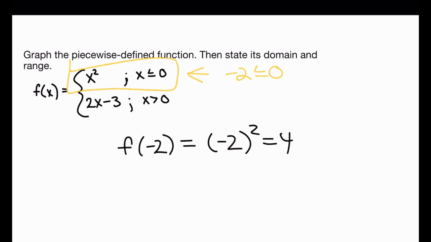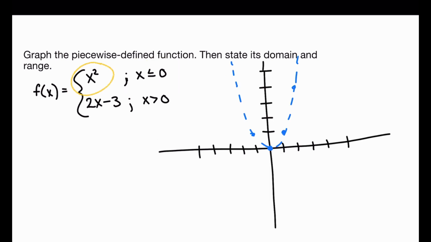If I wanted to find f of negative 2, well, negative 2 is smaller than 0, so I would use the top definition. I'm going to take the negative 2 and plug it into x squared. Negative 2 squared is 4, so f of negative 2 is 4. So piecewise defined functions just have different definitions depending on what your x value is.